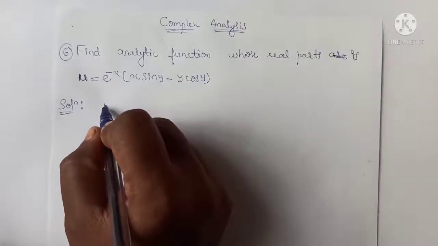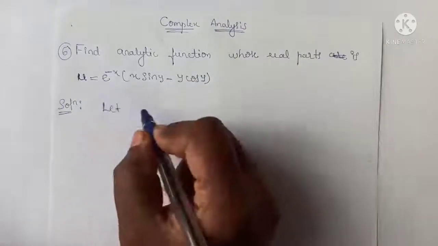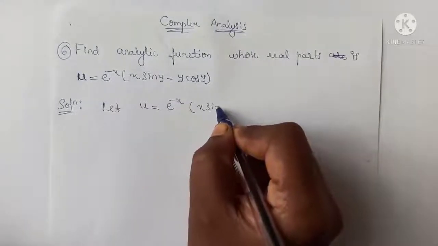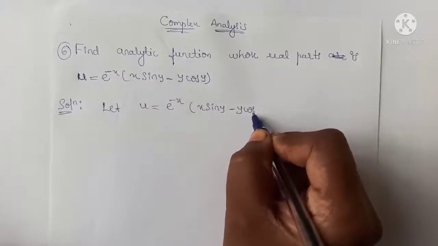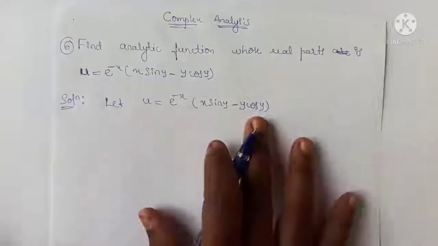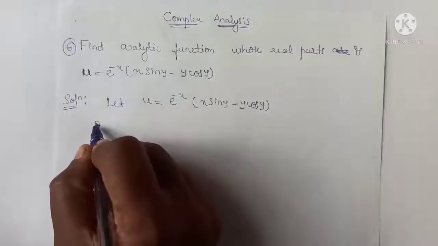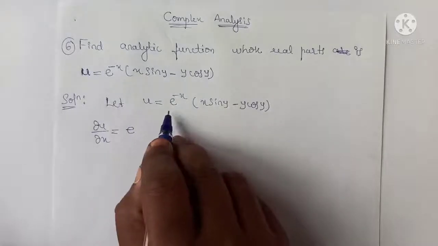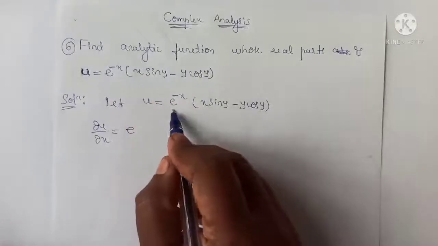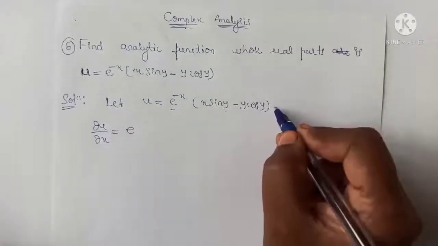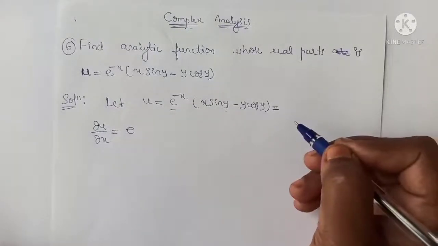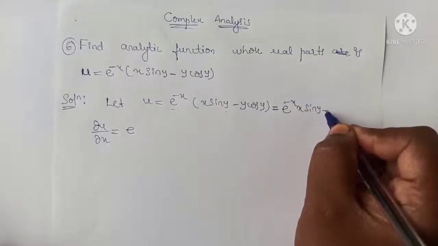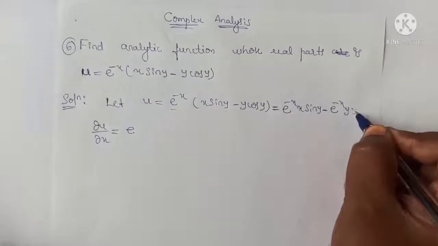Here given, real part is given, therefore let u is equals to e raised to minus x (sin y minus y cos y). Okay, so differentiating this partially with respect to x, we get dou u by dou x is equals to... before going to differentiate, let us multiply this e raised to minus x with this bracket, so then the differentiation part will be very easy. So e raised to minus x sin y minus e raised to minus x y cos y.